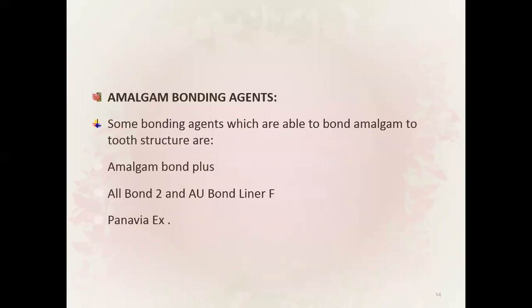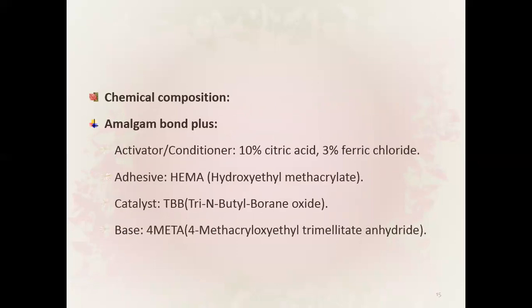Amalgam bonding agents. Some amalgam bonding agents which are able to bond amalgam to tooth structure are Amalgam Bond Plus, All-Bond 2, AU Bond Liner F, and Panavia. The chemical composition of Amalgam Bond Plus: it has one activator or conditioner, that is 10% citric acid, 3% ferric chloride. Then we have adhesive, that is HEMA, hydroxyethyl methacrylate. We have catalyst, that is TBB, tri-n-butyl borane. And we have base, that is 4-META.